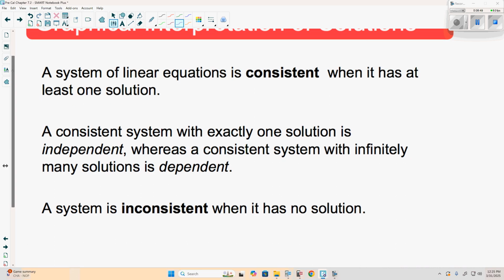A system of linear equations is consistent when it has at least one solution. So we call it consistent when it has at least one solution. A system is inconsistent when it has none. If it doesn't have any solutions, it is inconsistent.